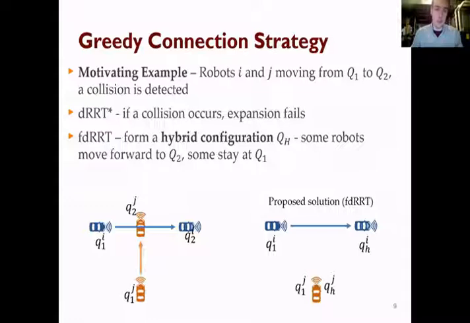between those two configurations. So in this case, some robots will move forward to Q2 while some will stay put at Q1. And the idea behind that is that in most cases, when a collision is detected, there may be one or two robots conflicting with one another, but the rest of the robots may have no conflict with one another. So is it really that efficient to completely throw out a new configuration, or is there some compromise that can be made where some robots incrementally move towards their respective positions while others hold their positions?